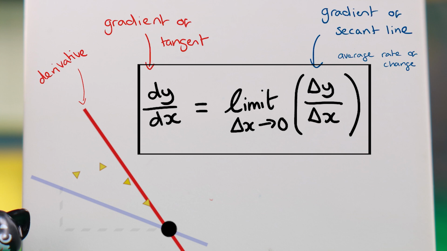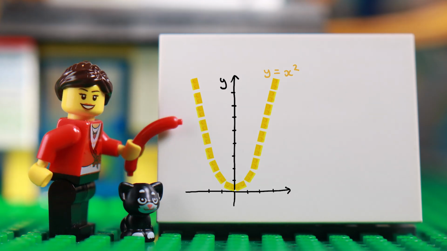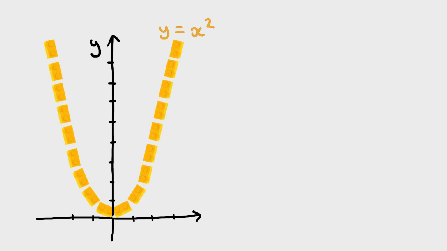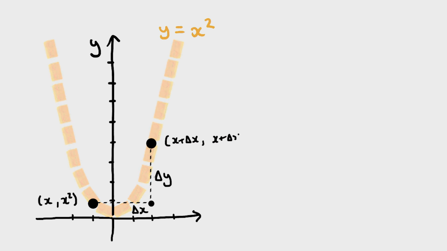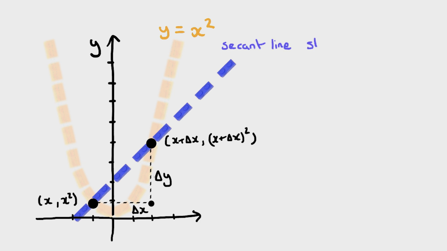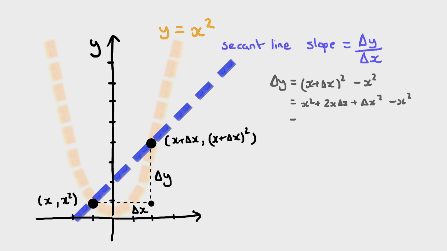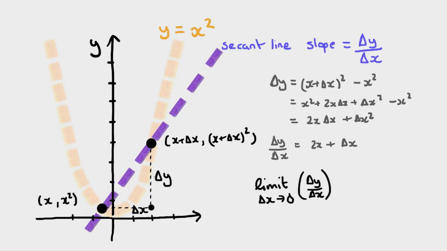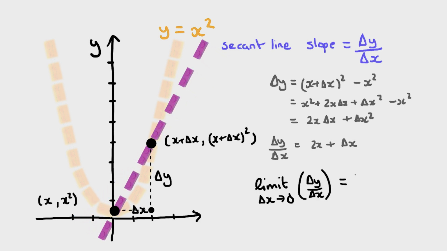Let's consider an example of a function, y equals x squared, which makes a curve called a parabola. If we put one point at x and a second point some distance delta x further along, and connect the 2 points with the secant line, the slope of the secant line is delta y divided by delta x. Delta y is the difference between (x plus delta x) squared and x squared. Simplifying this gives the slope of the secant line as 2x plus delta x. If we now move the 2 points closer and closer together, the limit of this becomes 2x.